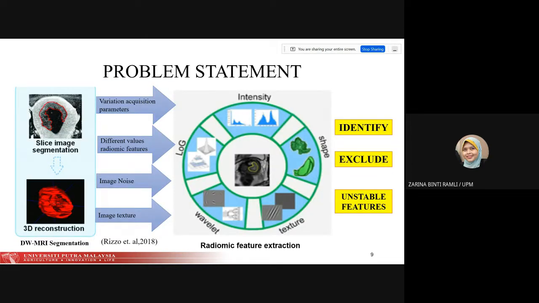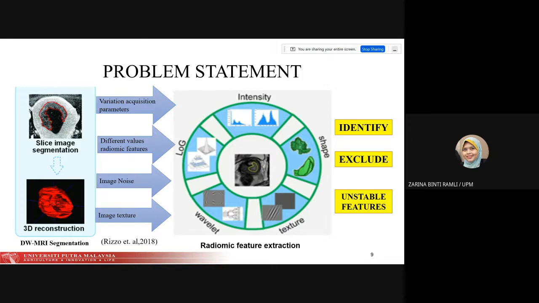Most of the tumors show unclear borders, which impacts image segmentation and reproducibility. Some features may show stability and reproducibility using one segmentation method, but not in another's images. And routine clinical imaging shows wide variation in acquisition parameters, which results in different values of the radiomics features, image noise, and texture of the radiomics. Thus, we need to identify and exclude the unstable features from the acquisition and reconstruction parameters.